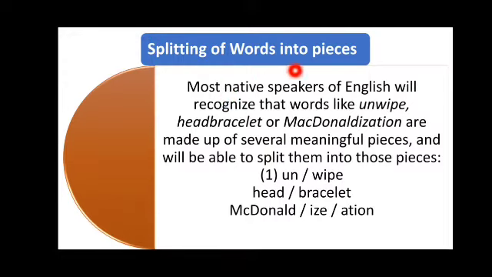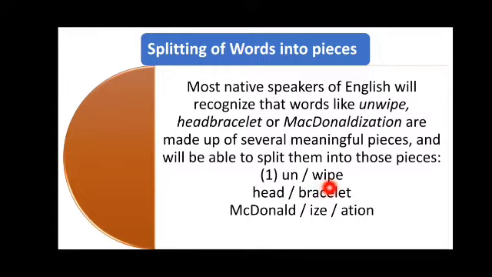Splitting of words into pieces. Most native speakers of English will recognize that words like unwipe, hat bracelet, or McDonaldization are made up of several meaningful pieces and will be able to split them into those pieces. For example, we have a word unwipe. We can split the word unwipe into two pieces. One is un and one is wipe. So we have two morphemes in the word unwipe. Un has its own meaning and wipe has its own meaning.